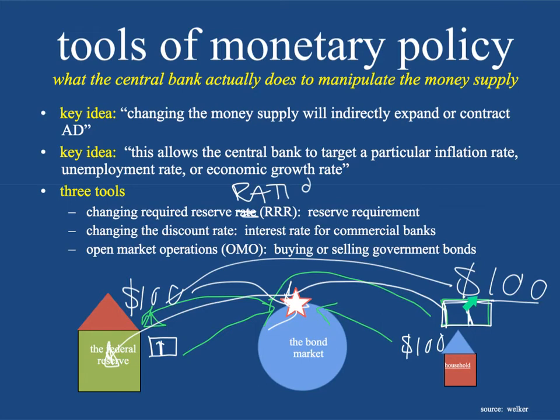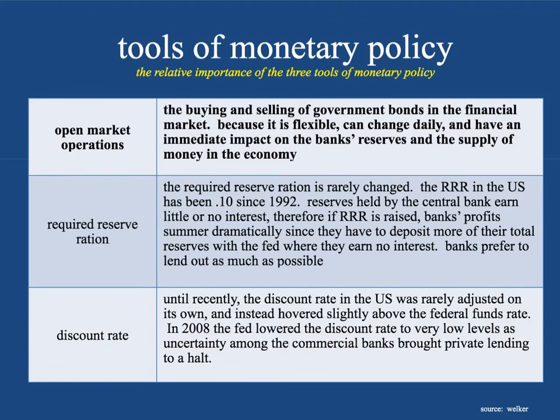Beautiful. All right. If you have that in your mind, then you have a really clear understanding of open market operations. And all three of these, open market operations, changing the discount rate, changing the required reserve ratio, is a way for the federal banks to change and control the money supply.